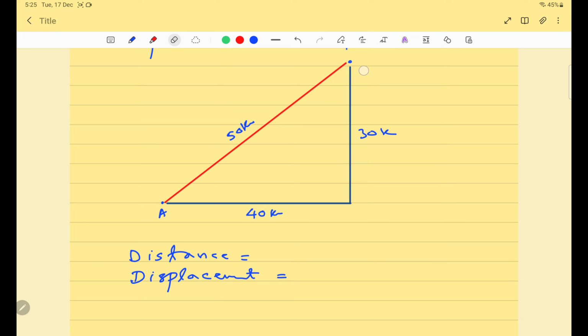Okay. The car is moving from A to B 40 kilometers, then B to C 30 kilometers. Starting point is A and final destination is at C. Then what is distance? Yes, you are right. And what is the displacement?